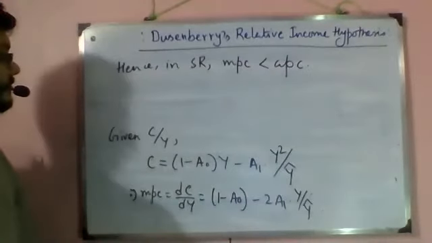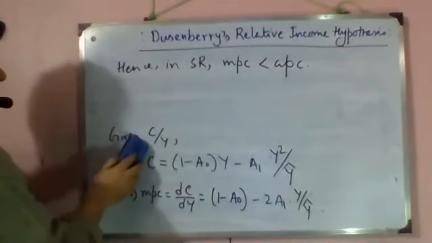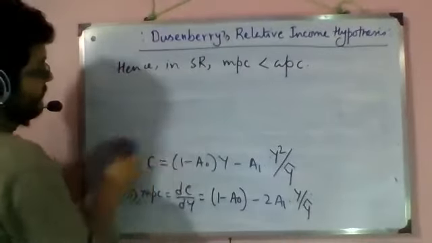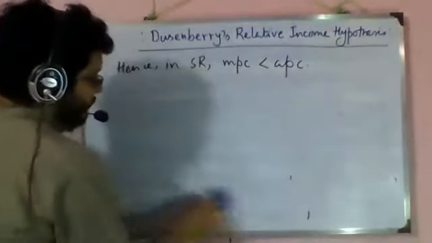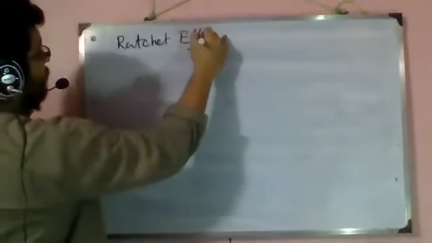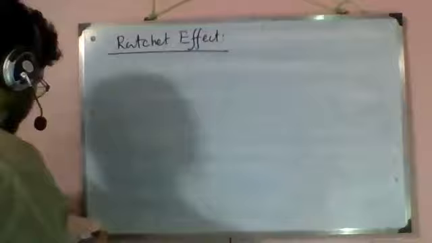Now we will move on to ratchet effect. Okay? So again, we had this MPC equation, and earlier we had equation of C by Y. Comparing these two, we get the old result. So now we will go into ratchet effect. First, let us draw the diagram.